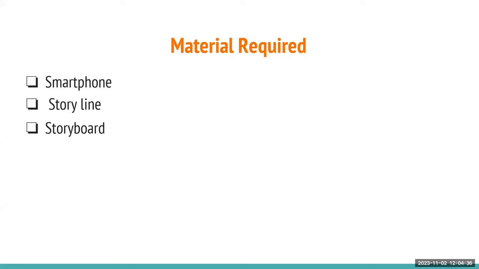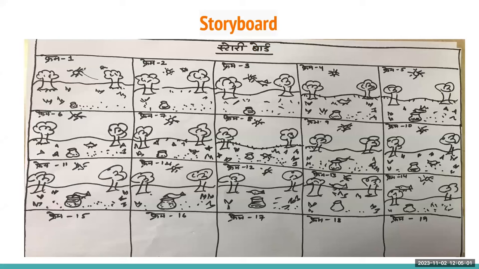I believe in the previous session you learned what storyboards are and their importance, so I am not taking much time to explain. In simple words, it is a visual representation of your story. Here you can see an example of a storyboard. Some frames are drawn, and frame by frame you can see the sequence drawn on paper. You can create a storyboard digitally, or manually using paper and pen. It is all up to you. The storyboard gives us the complete idea of the video.